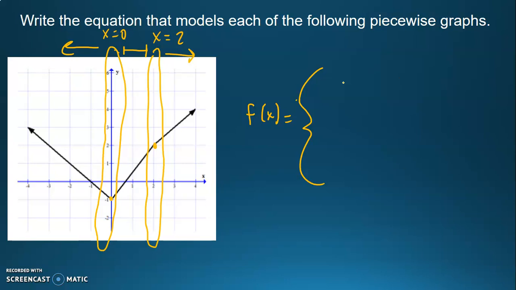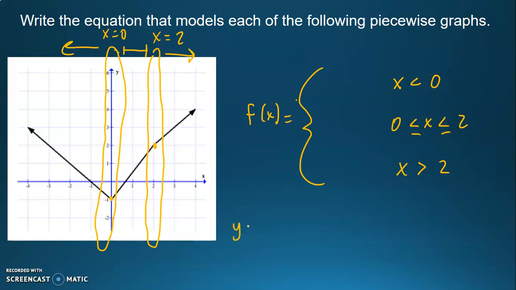So one of my rules needs to be for when x is less than 0. One of my rules needs to be for when x is between 0 and 2. And one of my rules needs to be for when x is greater than 2. Now, because they meet at colored dots, I need to have the bars somewhere. So I can either do a bar here and here, or I could do both of the bars here. It doesn't really matter. You should have one bar next to the number 2 and one bar next to the number 0. As long as they meet at the same point, it doesn't matter where you put them.